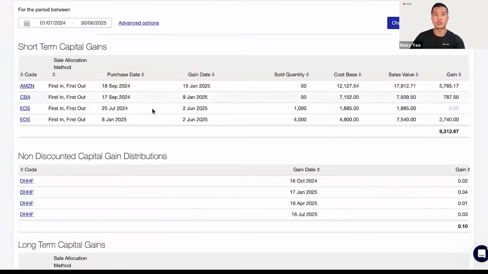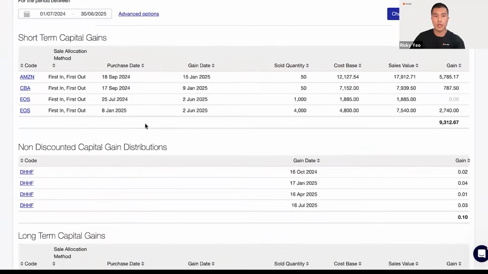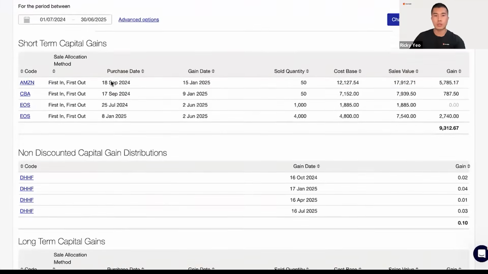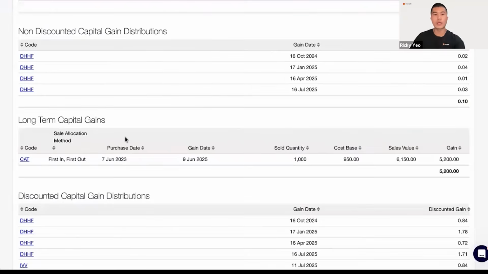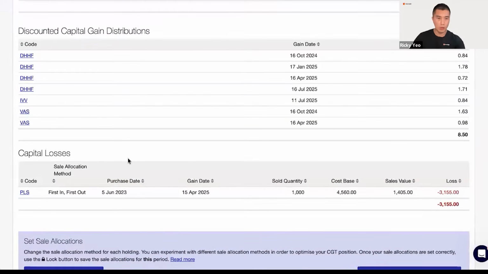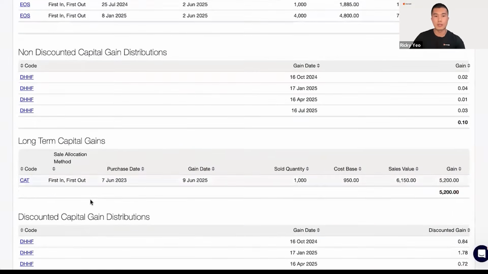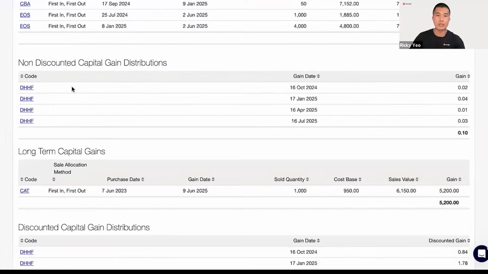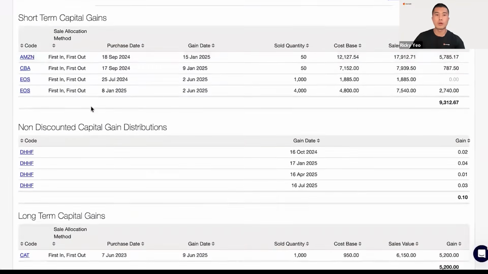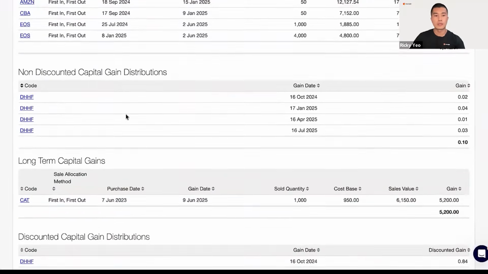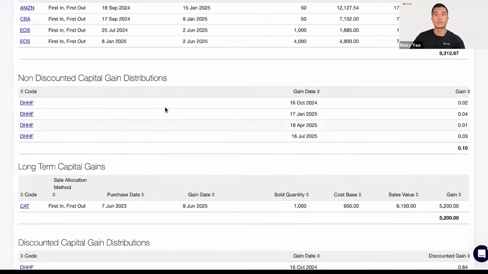the report breaks it into short-term capital gains. The main parts are the short-term capital gains, long-term capital gains, and capital losses. Here you can also see non-discounted capital gains and discounted capital gains. These are related to ETF components, so if you don't own any ETF, you shouldn't see these two. It's mainly short-term, long-term, and capital losses.